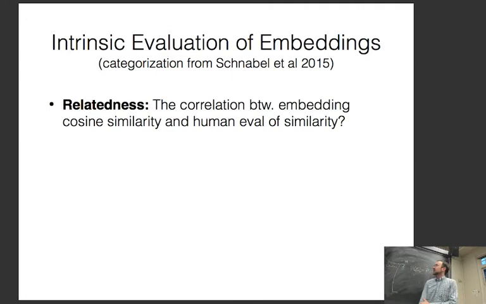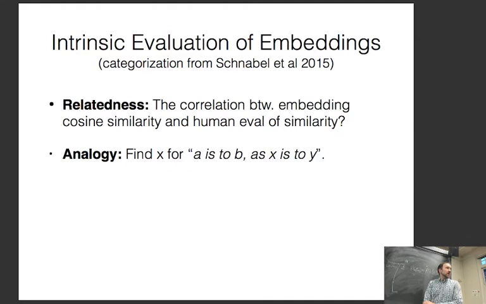But the things that I categorized here that I tend to agree with is relatedness. So the correlation between embedding similarity, cosine similarity, or whatever other variety of similarity, and the human evaluation of similarity. So if two humans say these words are similar, and the word embedding space also says these words are similar based on their cosine similarity or something, then that's probably a pretty good indication that you have a good word embedding space.